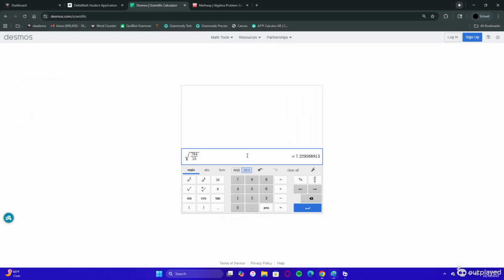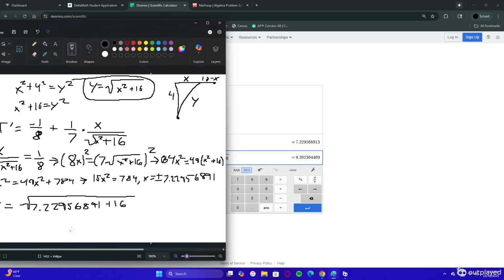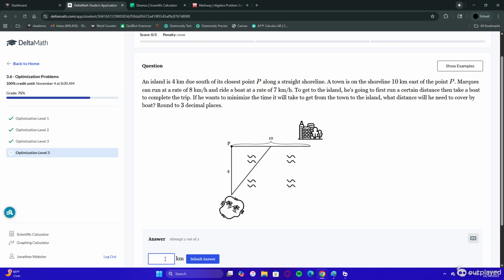And then that looks like just 7.2295 squared, because it's x squared, plus 16. And our answer for y should be 8.262 kilometers.